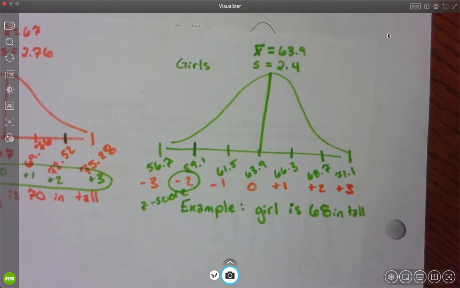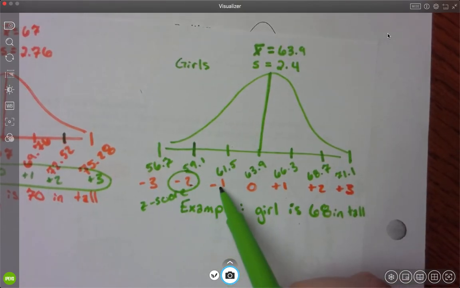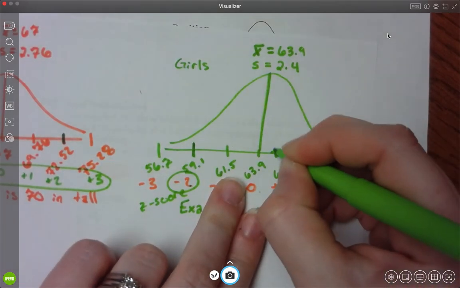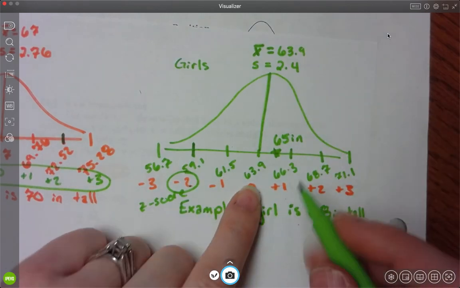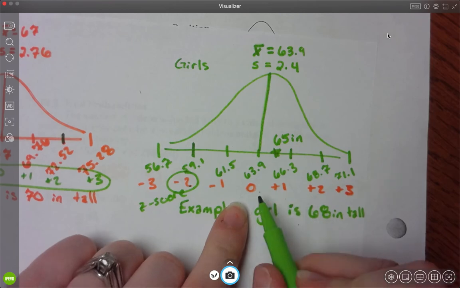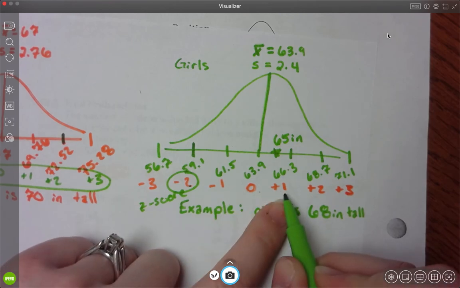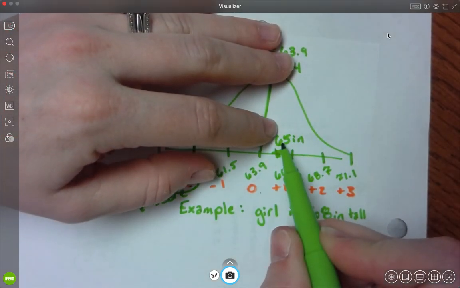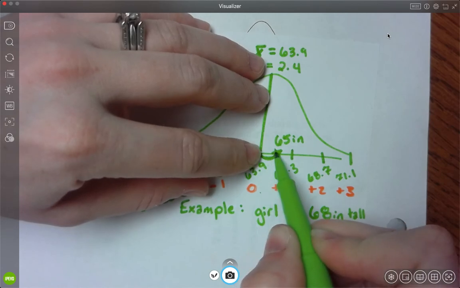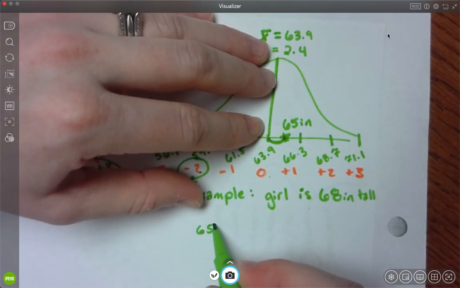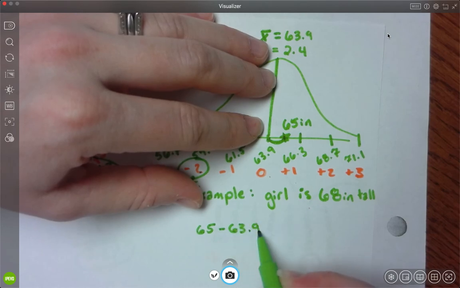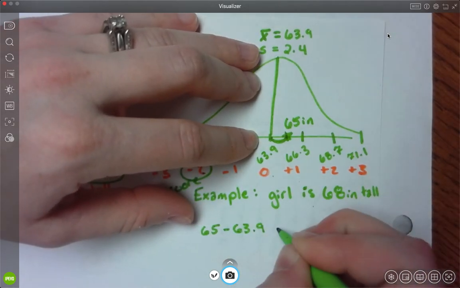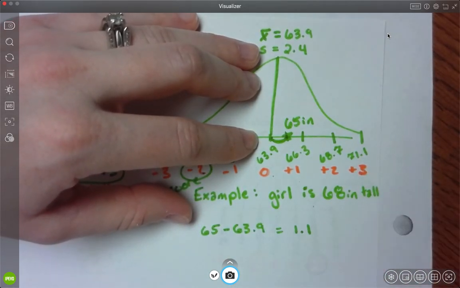Now, you will have people that are not exactly on the dot of each one of these. So let's say, what if we are trying to find 65 inches? What if I have a girl that's 65 inches? Well, where do they live? They're going to live somewhere between a z-score of 0 and a z-score of 1. And here's how you calculate that. If I'm looking for 65 inches, that's above average a little bit. What I would do is take 65 inches and subtract 63.9, to figure out how far above average they are. So 65 minus 63.9 is like 1.1, I think, something like that.